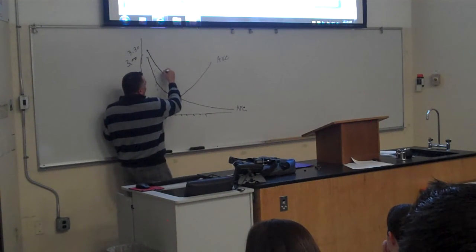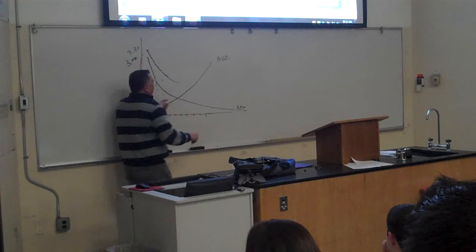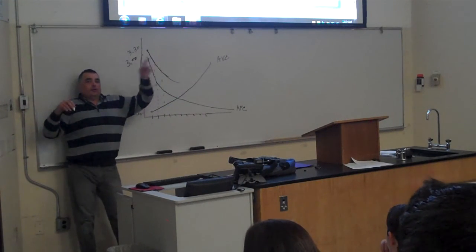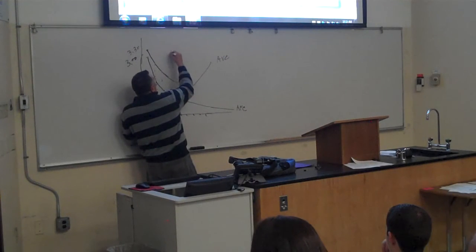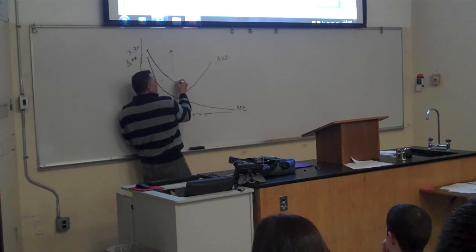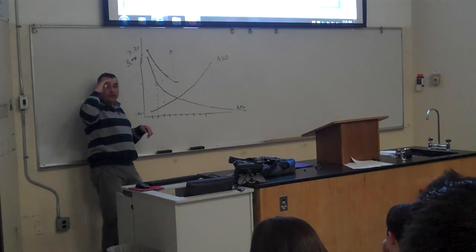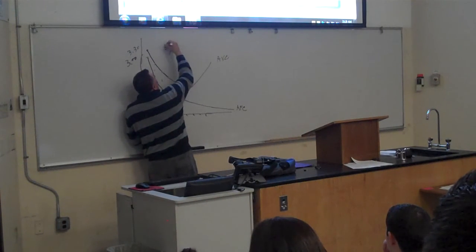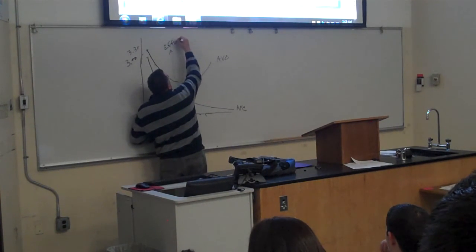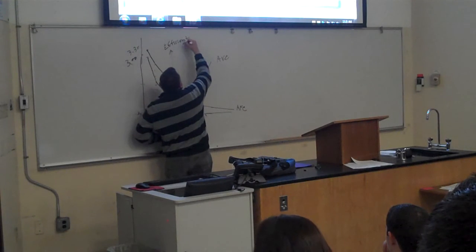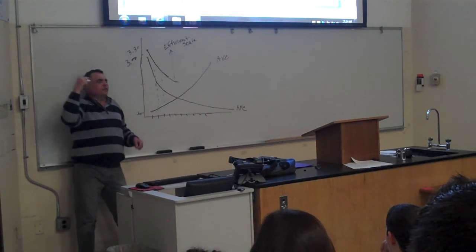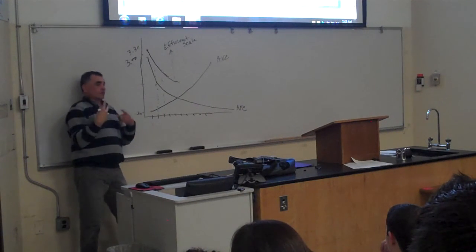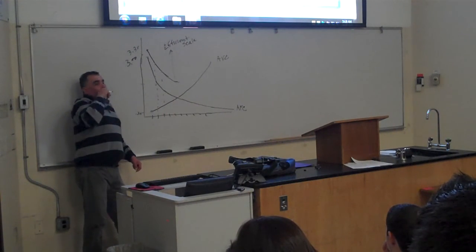All right, and so it keeps falling until what happens? You get to the efficient scale. Yeah, okay, good. I wasn't even thinking about that, but you're right. So at some point where this is minimized, where it's as low as it's going to go, you get the efficient scale. The efficient scale is when the summation of average variable and average fixed cost is as low as it's going to get.